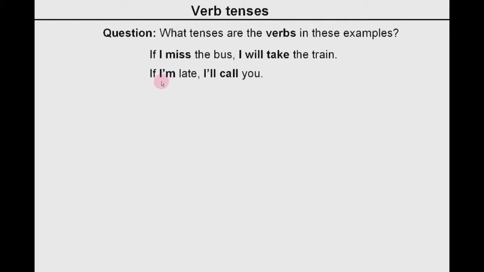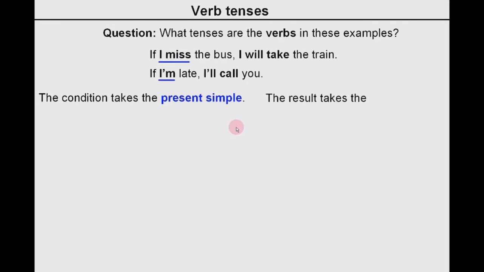This is the contracted form of I am. And what is this tense? I'll call you. This is the contracted form of I will call. So have a think. Well, the answer is, the condition takes the present simple. So this part, before the comma, this is the present simple. And the result is the future simple.